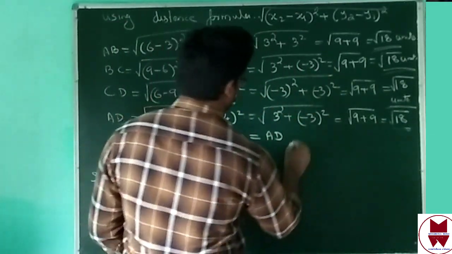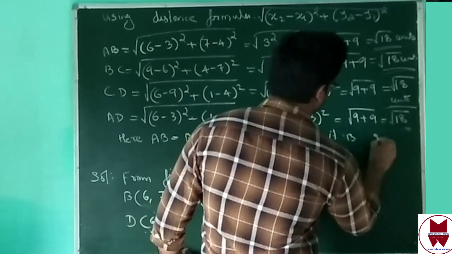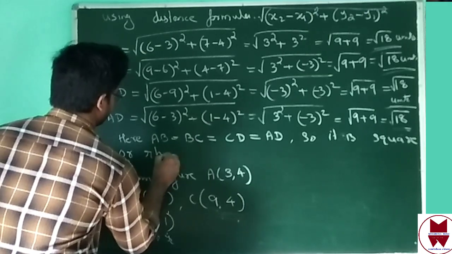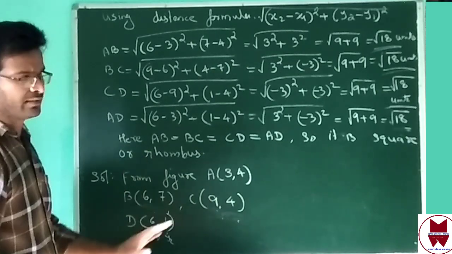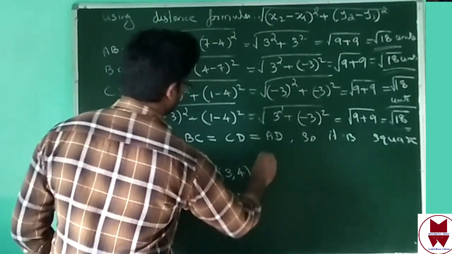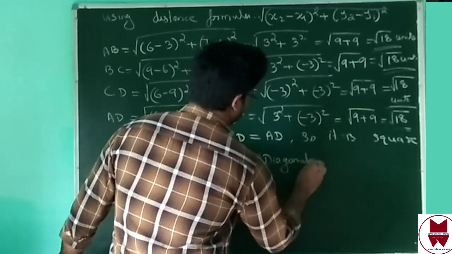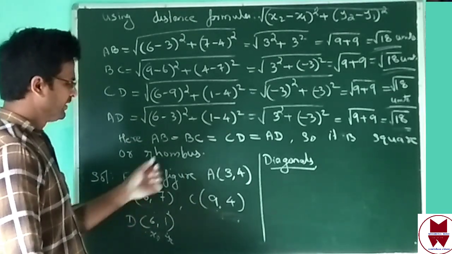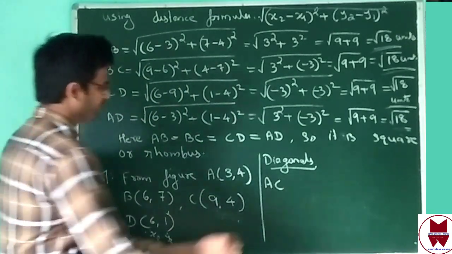Then how can we check? Sides are equal. Right. So it is square or rhombus. Square or rhombus. Then for checking square, we have to find out diagonals. What are the diagonals in here? Check that figure. Diagonal means cross. That means A and C. Find out AC.